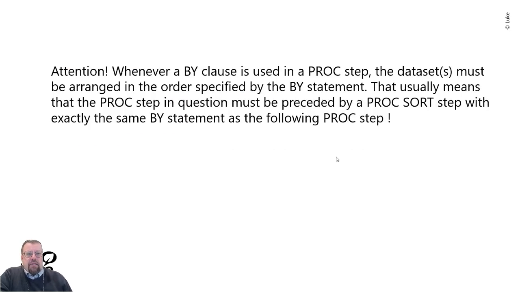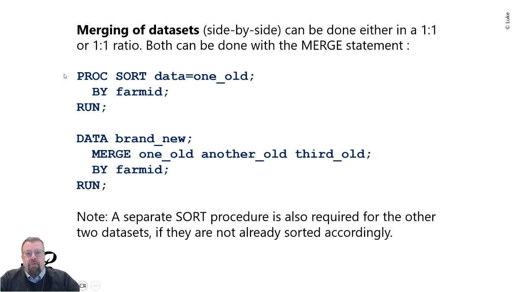And more generally, whenever you have a by statement in a proc step, the dataset or datasets must be arranged in the order specified by the by statement. And usually that means that you have to have a proc sort before the other procedure with the same by statement as you have in the other procedure, like we had here. We have a proc sort by farm ID when we are then, in this case, in the data step using a by farm ID statement.